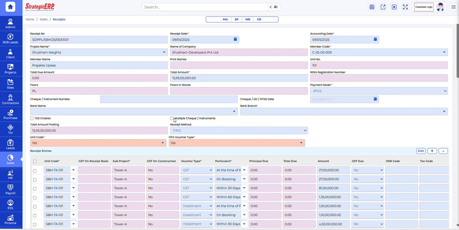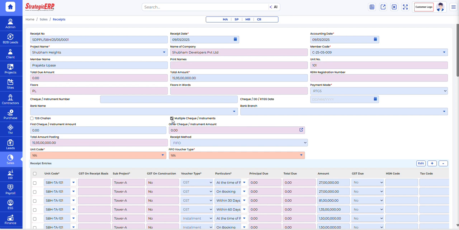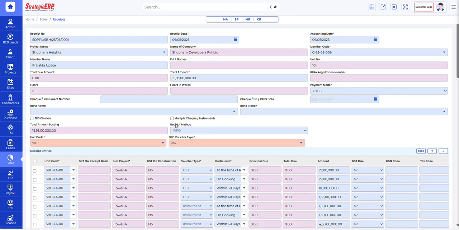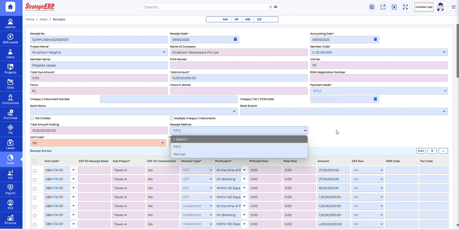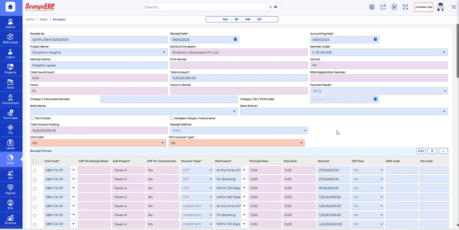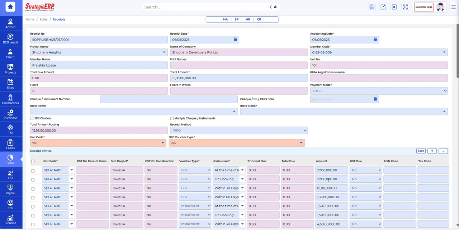If there are multiple cheques or instruments to be tagged, you have an option to set up multiple cheques. Then you also have an option of FIFO or manual. What is FIFO and manual? Let me explain. Most of your projects are schedule based. When it's schedule based, basically you go first in, first out.